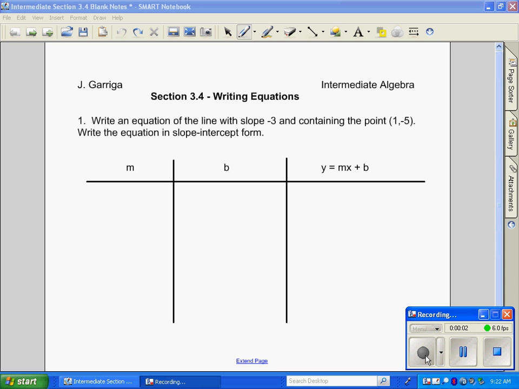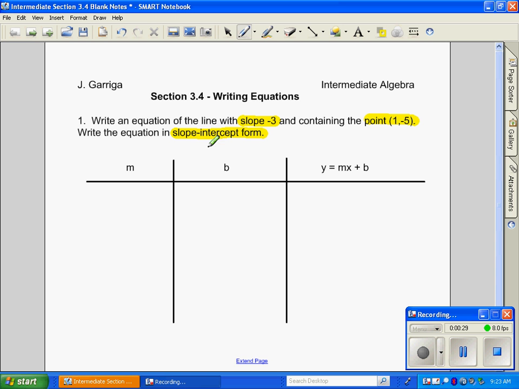In section 3.4, we're going to be writing equations. As we read this first problem, we're going to highlight the things that are important. Write an equation of a line with slope of -3 and containing the point (1, -5). Write an equation in slope-intercept form. So that's three important things that we need to know.